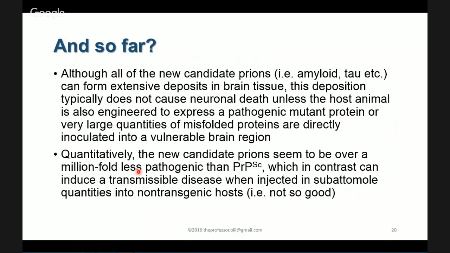We take beta amyloid from this animal brain and we inject it into another animal's brain. Doesn't work. Doesn't work in the same way that prions do. They are a millionfold less pathogenic. You'd have to put in a huge amount of protein, not just a small amount at the attomole or femtomole level. We're talking micromolar and higher levels, which is a lot in the brain, to be as pathogenic as scrapie. So that's not so good. It means that it's really not that transmissible.